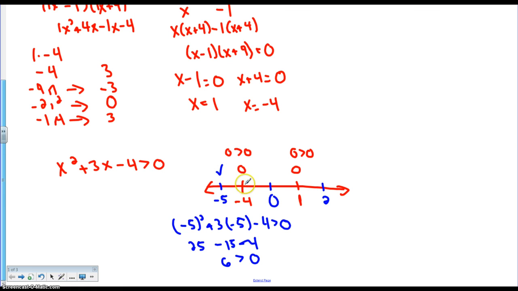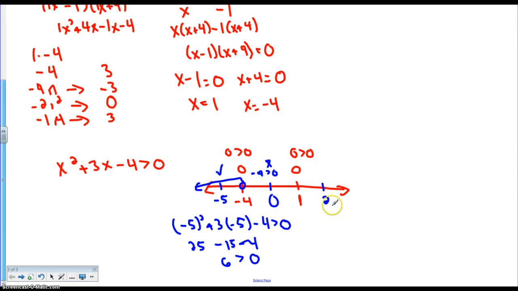So what do I know? Everything going this way is a solution. I could plug in any value smaller than -4, and you guys can try it. If I choose any value smaller than -4, it will make this inequality true. Now 0. Does 0 make this inequality true? No, because I get -4. Is -4 greater than 0? No, so that's not a solution.